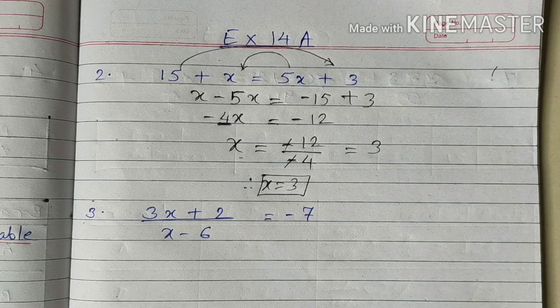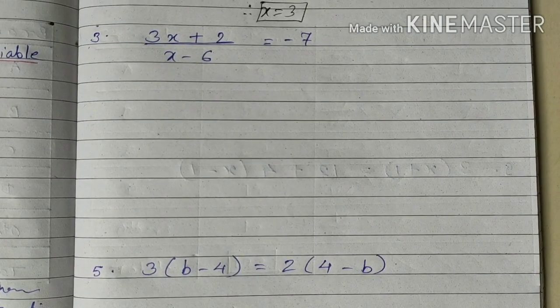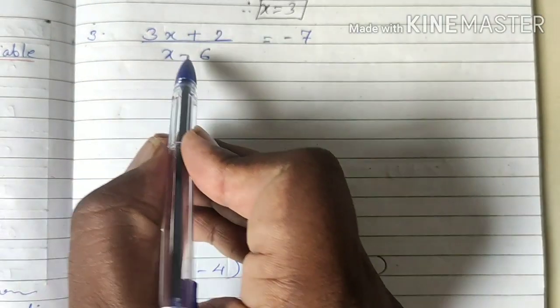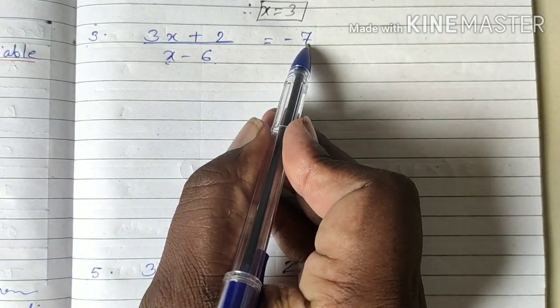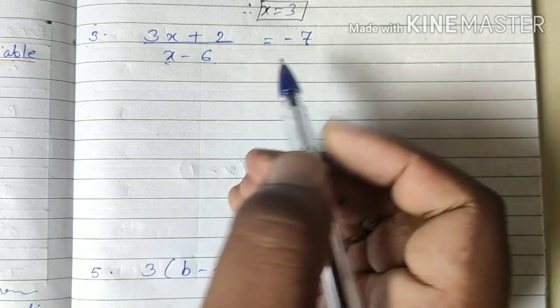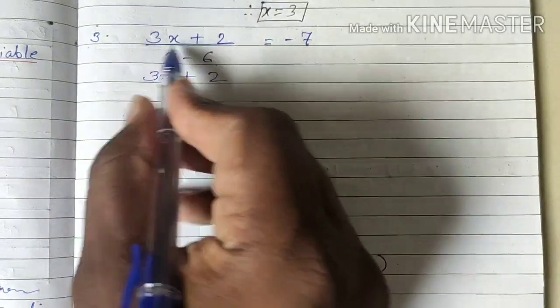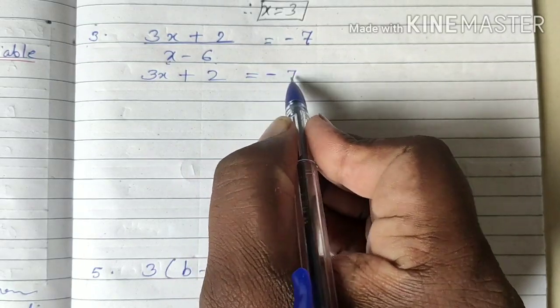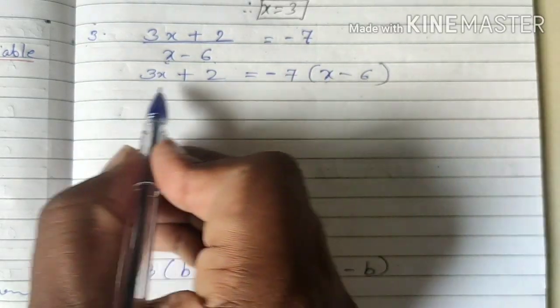Okay. The next thing, question number 3 of the same exercise we are solving. Here also we want to find the value of x. So x minus 6 is in division. Going that side goes with multiplication with minus 7. So we can write 3x plus 2, numerator as it is. Minus 7 goes for the multiplication with x minus 6.